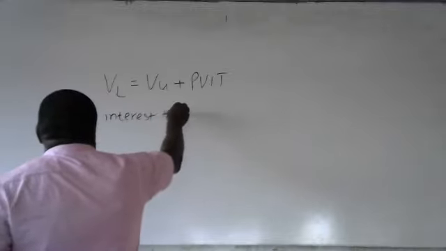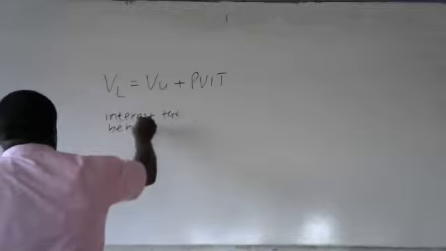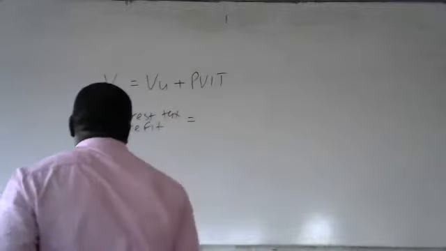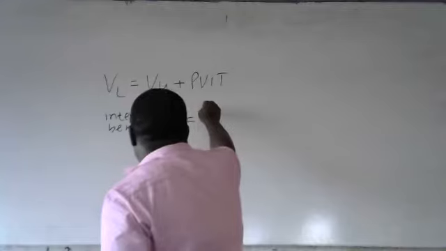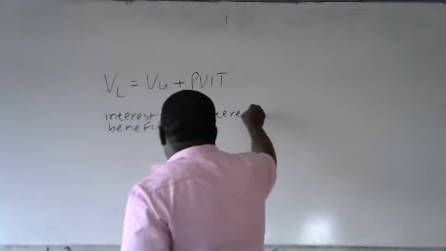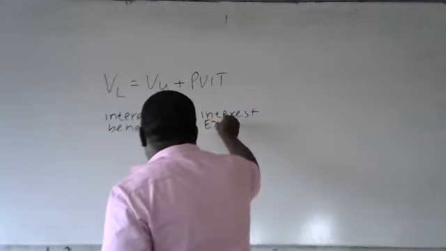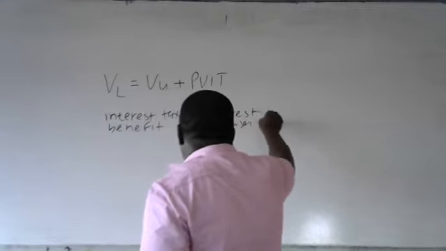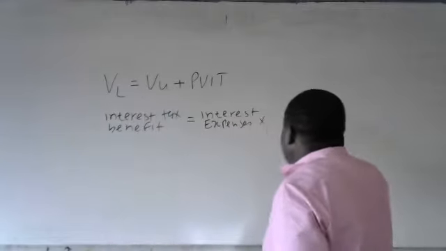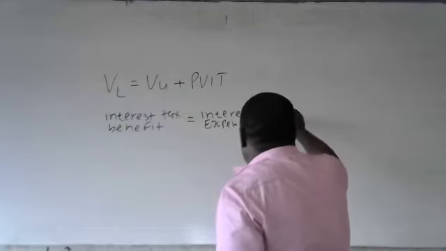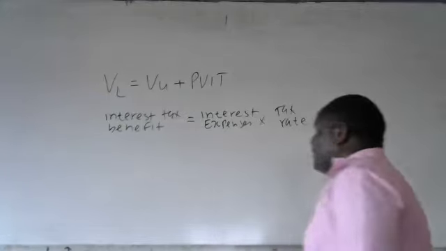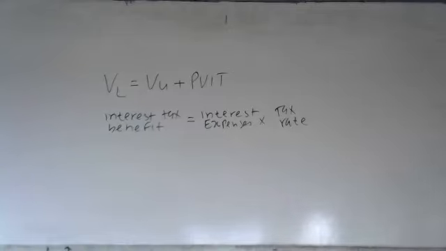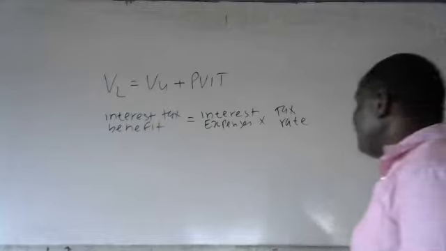The interest tax benefit will be given by the interest expenses, which we multiply by the tax rate. So to compute the interest tax benefit, we simply come up with the interest expenses, and we multiply by the tax rate.